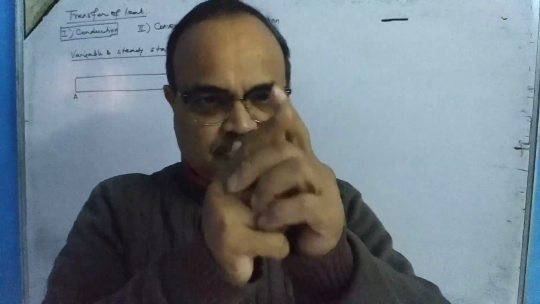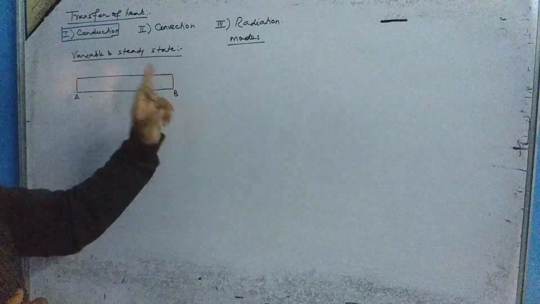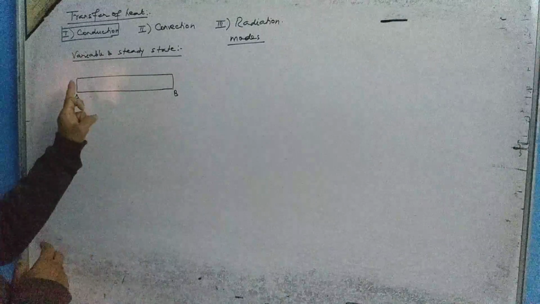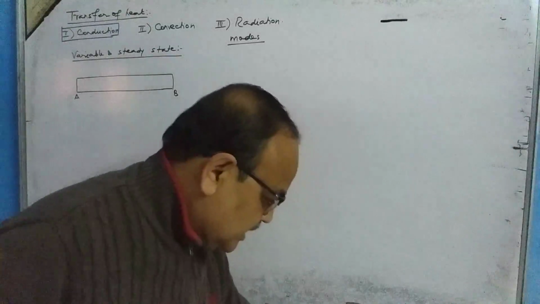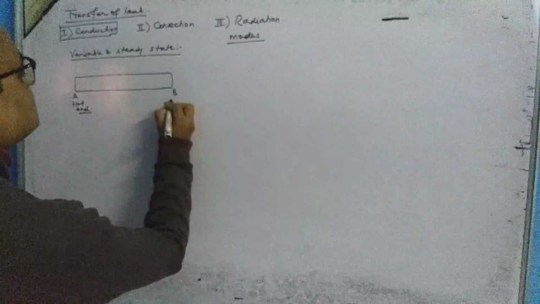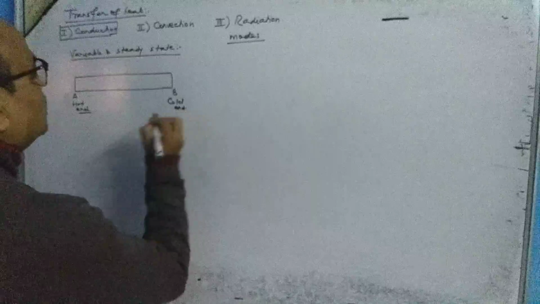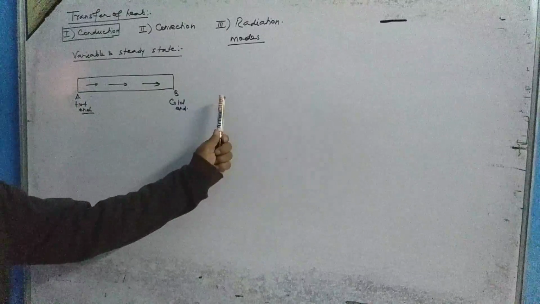Then what will happen? Suppose there is a conducting rod. Generally, metals are good conductors. Suppose this is a metallic rod. If this metallic rod is heated at one end A, I say it is the hot end, and this is the cold end. I heat this side. Then what will happen? The heat will be transferred, flowing like this from the hotter end to the colder end, right?